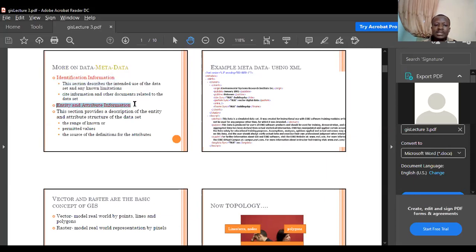Entity and attribute information. Okay, this section provides a description of the entity and attribute structure of the data set. Now I want you to look at entity and attribute this way. Entity will be the road itself. The attribute of the road will be whether it is tarred or not, whether it's first class or not, whether it has a speed limit of a certain value, or less or more. So that is entity and attribute information. We need to get that. Are you okay? And he said that we need to know the range of known or permitted values. So I think I've touched on that a bit.